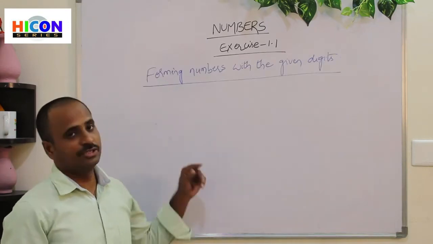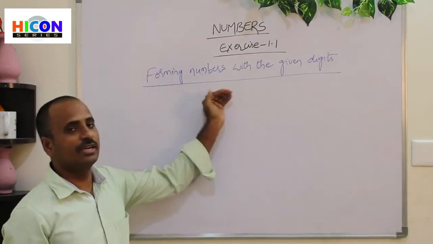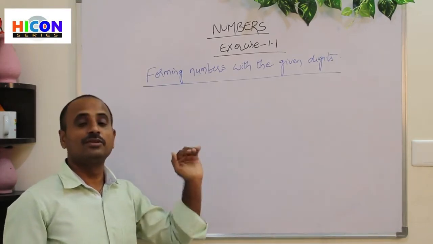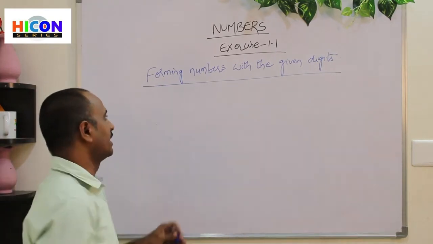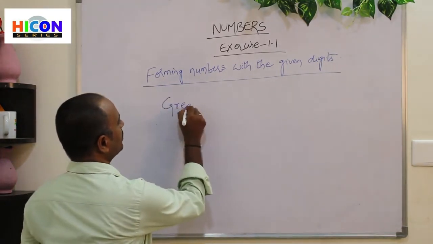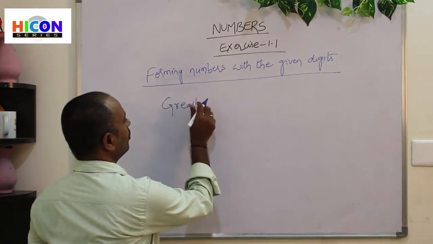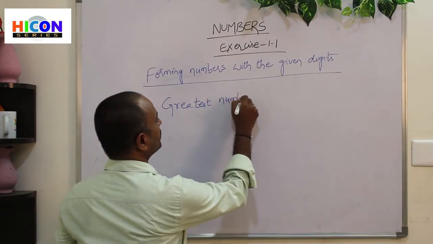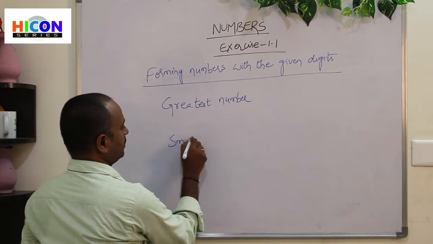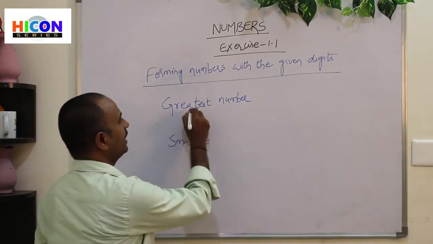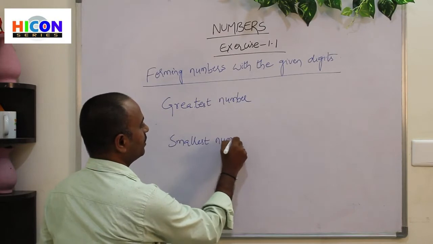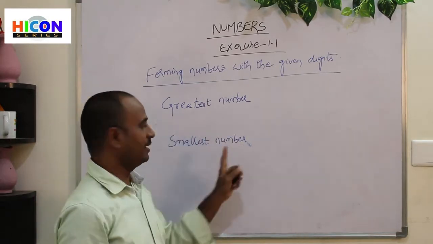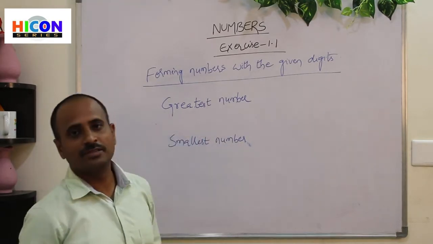So children, the next topic is forming numbers with the given digits. How can we form numbers with the given digits? We can form two numbers, that is the greatest number and the smallest number with the given digits. So how can we form the greatest number and smallest number with the given digits?